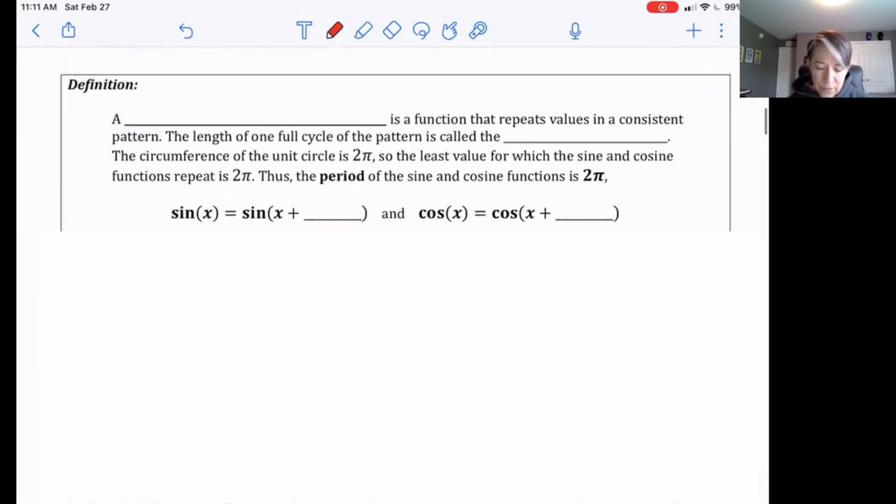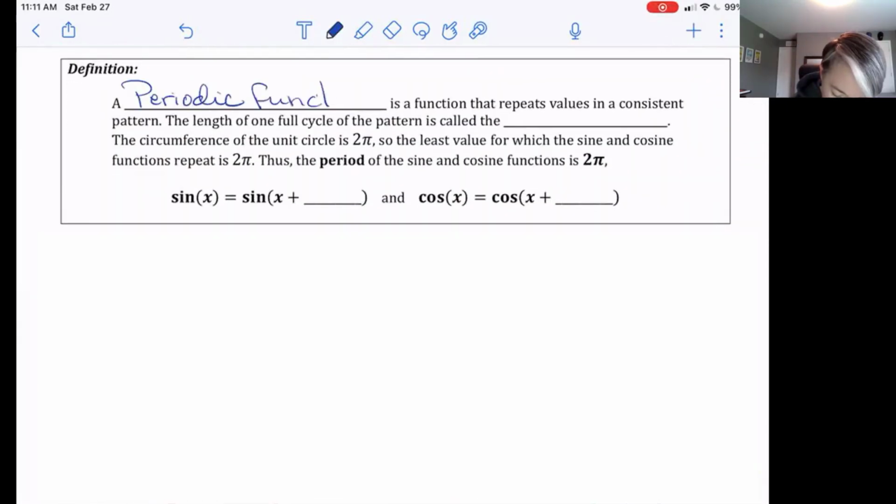So here's a new definition. A periodic function is a function that repeats its values in a consistent pattern. The length of one full cycle of the pattern before it starts to repeat is called the period. For example, the circumference of the unit circle is 2 pi, because our r is 1. So the least value for which the sine and cosine functions start to repeat themselves is 2 pi. Thus, the period of the sine and cosine functions is 2 pi. So sine of x is the same as sine of x plus 2 pi, and cosine of x equals cosine of x plus 2 pi.